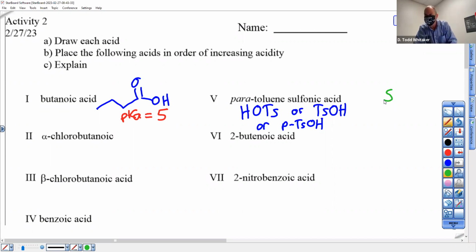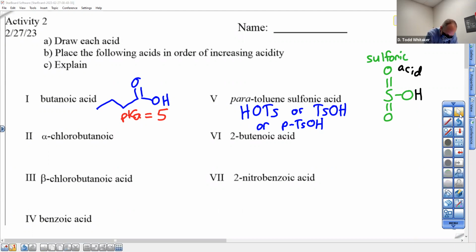And how many pi bonds to O? Sulfur. We better learn sulfur, guys. 2. Yeah, in its most oxidized state, it can have up to 6 bonds to O. Here's the acid part. So any sulfonic acid looks like this. And you got to draw me a paratoluene group now, right?